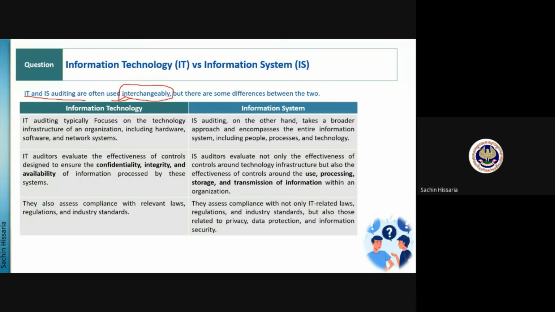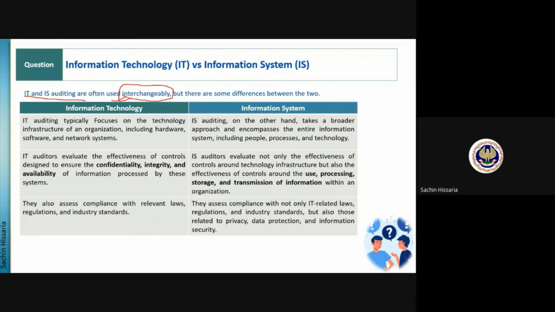How you will articulate this answer. Okay, so you will start that generally we have seen that IT and IS audit are often used interchangeably. Most of you have seen that, we say that we are doing IT IS audit. I am doing IT IS audit, technology audit as well as system audit. We are using this terminology interchangeably, but there are some differences.